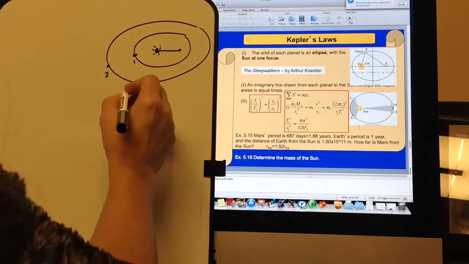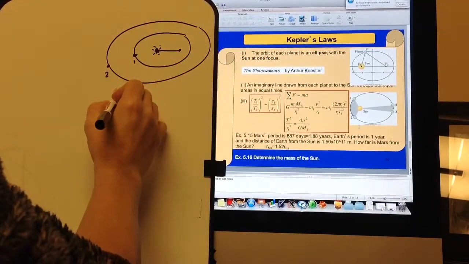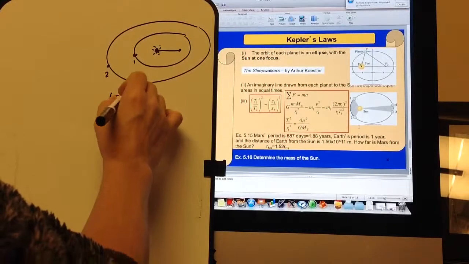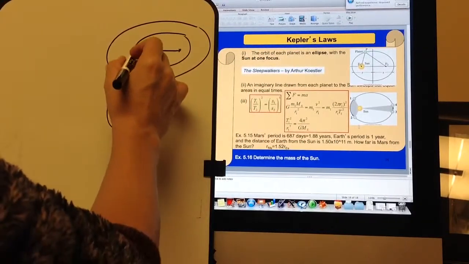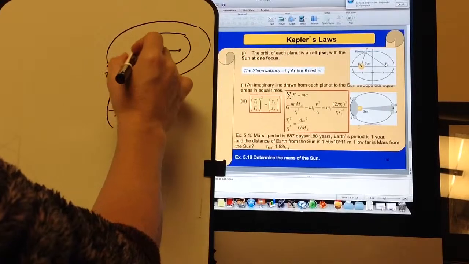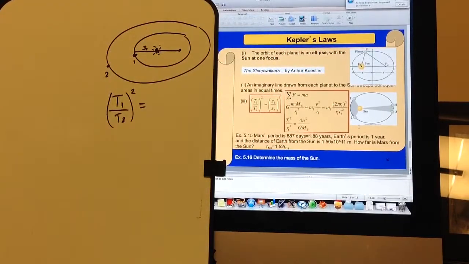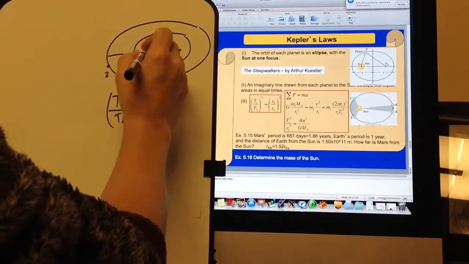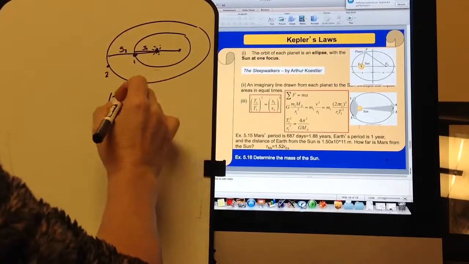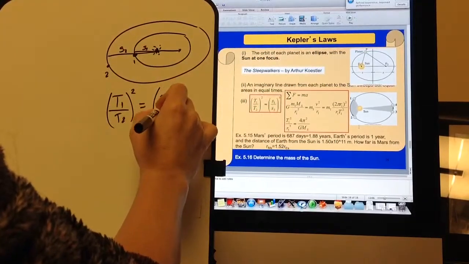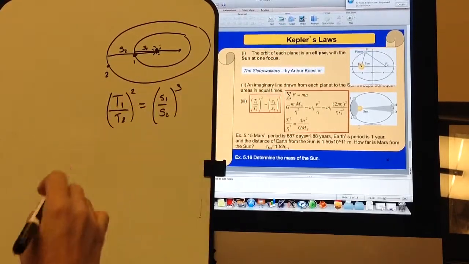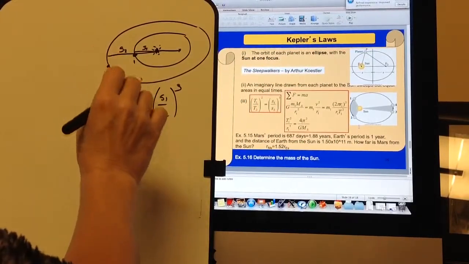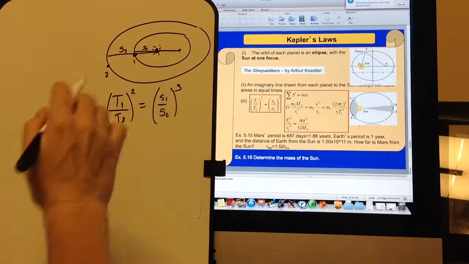So he notes that the ratio between the period of one planet and the other, squared, was equal to the ratio between this distance S1, the shortest distance between planet 1 and the Sun, and S2, the shortest distance between planet 2 and the Sun. So this ratio of S1 to S2, cubed. Okay, so he found this equality, that the ratio of the two periods squared was equal to the ratio of the closest distance of these two planets to the Sun cubed.